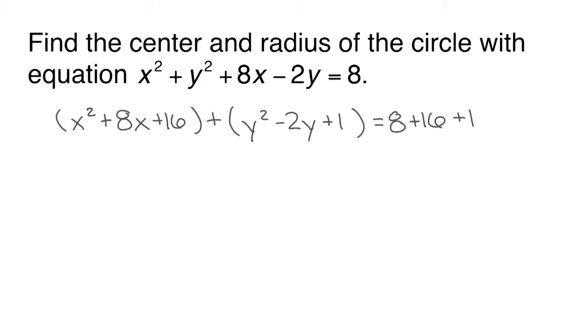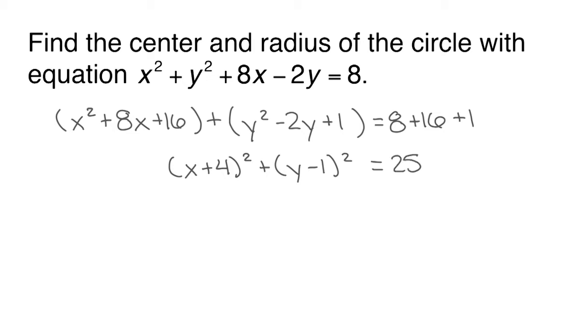Now we'll factor each of the groups on the left side. We have x plus 4 squared plus y minus 1 squared. And on the right side of the equation, we have 8 plus 16 plus 1, which is 25.